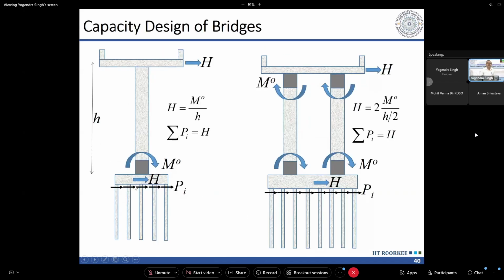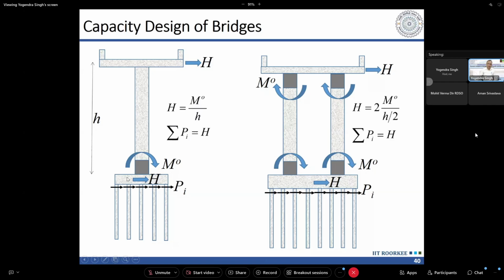So in case of a single pier, the plastic hinge can form at the base. Let us say the reinforcement and size we have provided give us a moment capacity M naught. Then the maximum force corresponding to this M naught, we can calculate as just M naught by h, where h is the height. So it is acting like a cantilever. So hinges will form at the base alone, and force is just moment divided by h, or moment is just force into h.